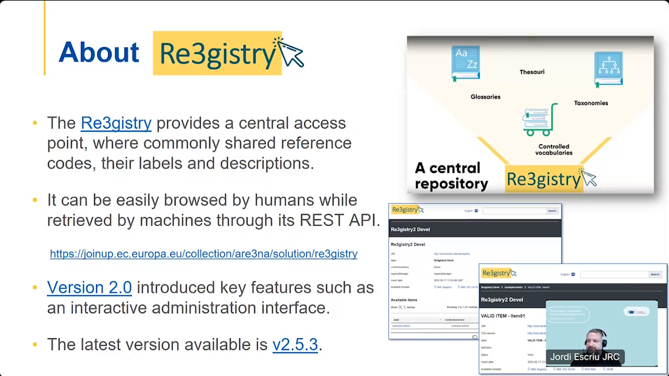So the objective of the tool, apart from providing this interoperability framework for this community, is to allow these contents to be easily browsed either by humans through the graphic interface, that web interface that is provided by the tool, and also retrieved by machines through the use of its REST API, which is available. Here you can see on the screen the URL of the tool in Joinup, which is the platform where this interoperability application is shared and promoted in public on the web.